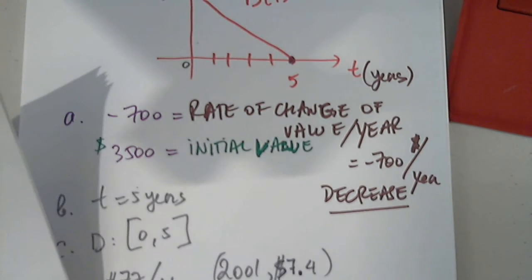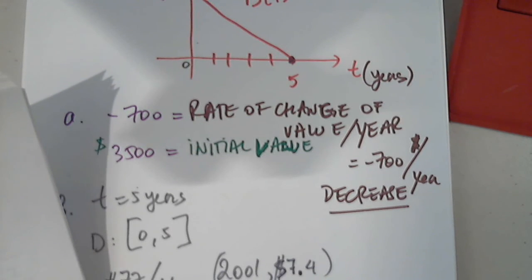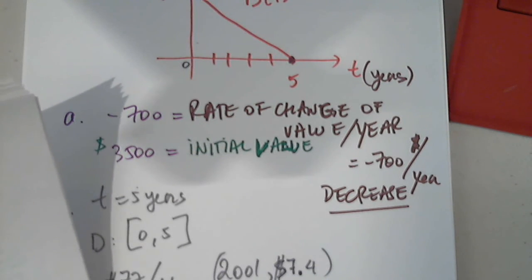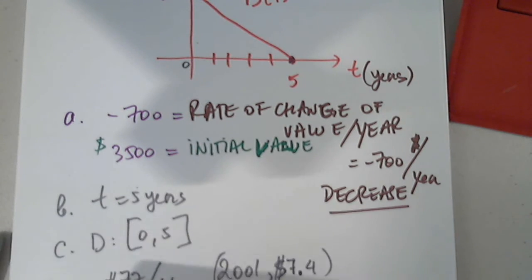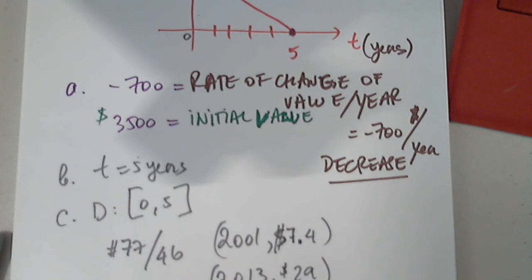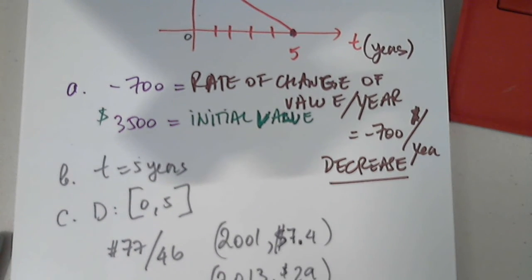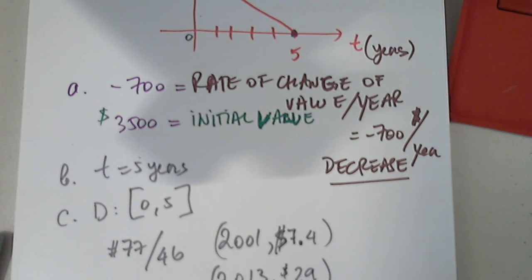So let's read the question. Find the average rate of change of organic food sales in the United States. And the x variable is time or year, and the y variable is in billions of dollars. Okay. So the average rate of change. Can anyone give us the formula for the average rate of change?